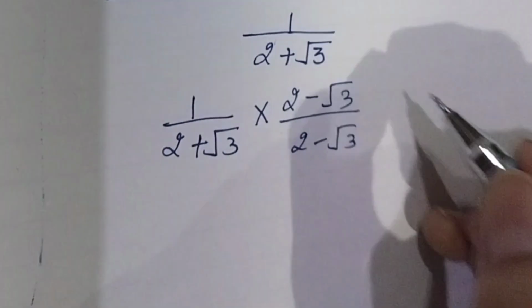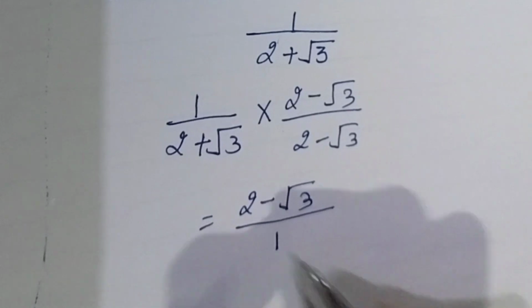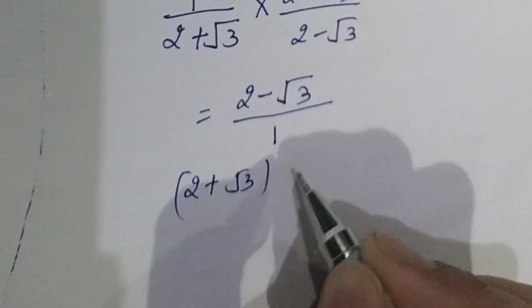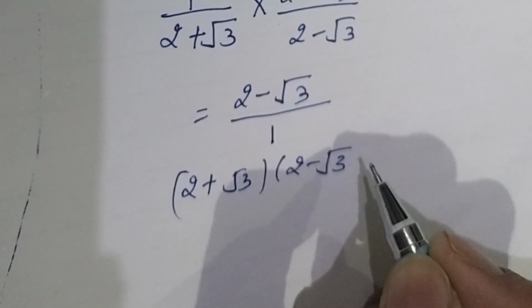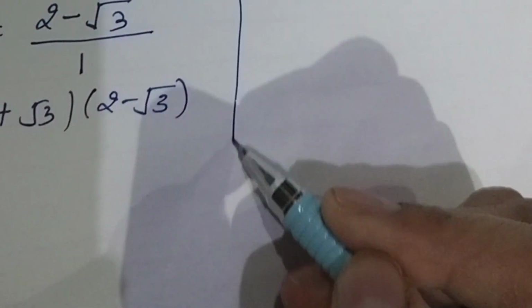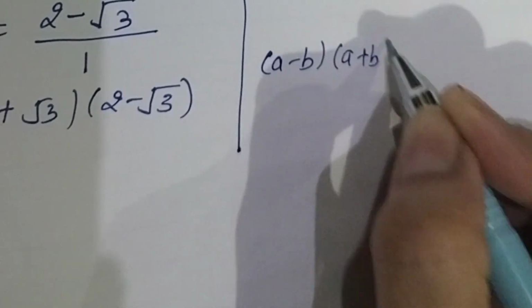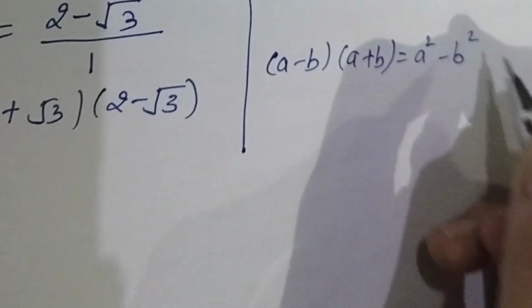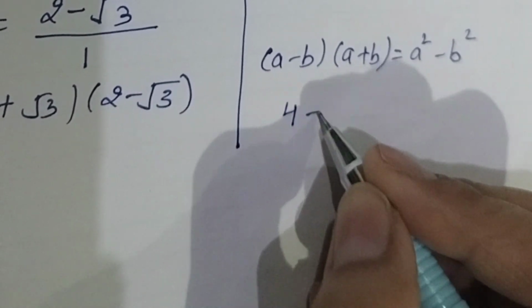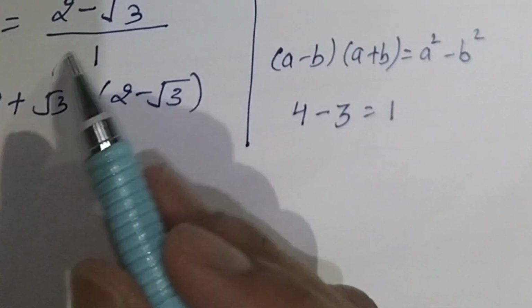So we will get 2 minus root 3 by 1. 1 कैसे आया? देखो 2 plus root 3 into 2 minus root 3. We know the identity a minus b into a plus b is a square minus b square. Here a is 2, so a square, that is 4, minus b square, that is root 3 square, which is equal to 3. So we will get 1. Hence the denominator here is 1.